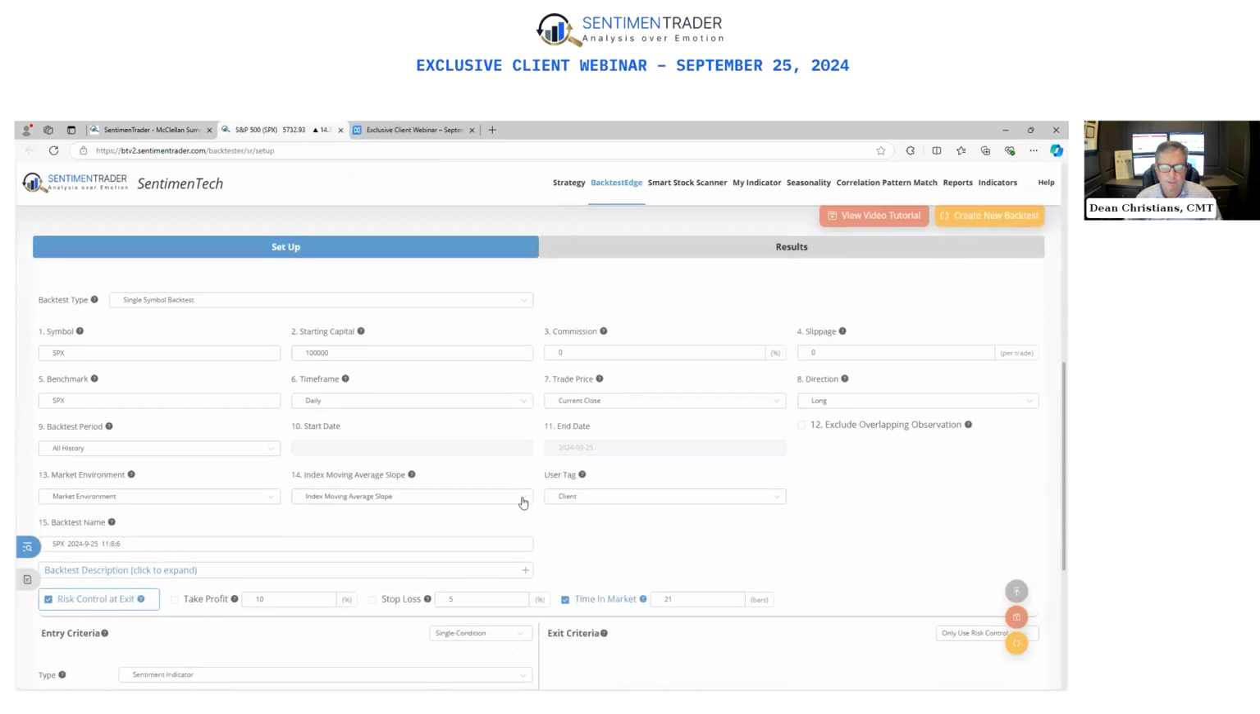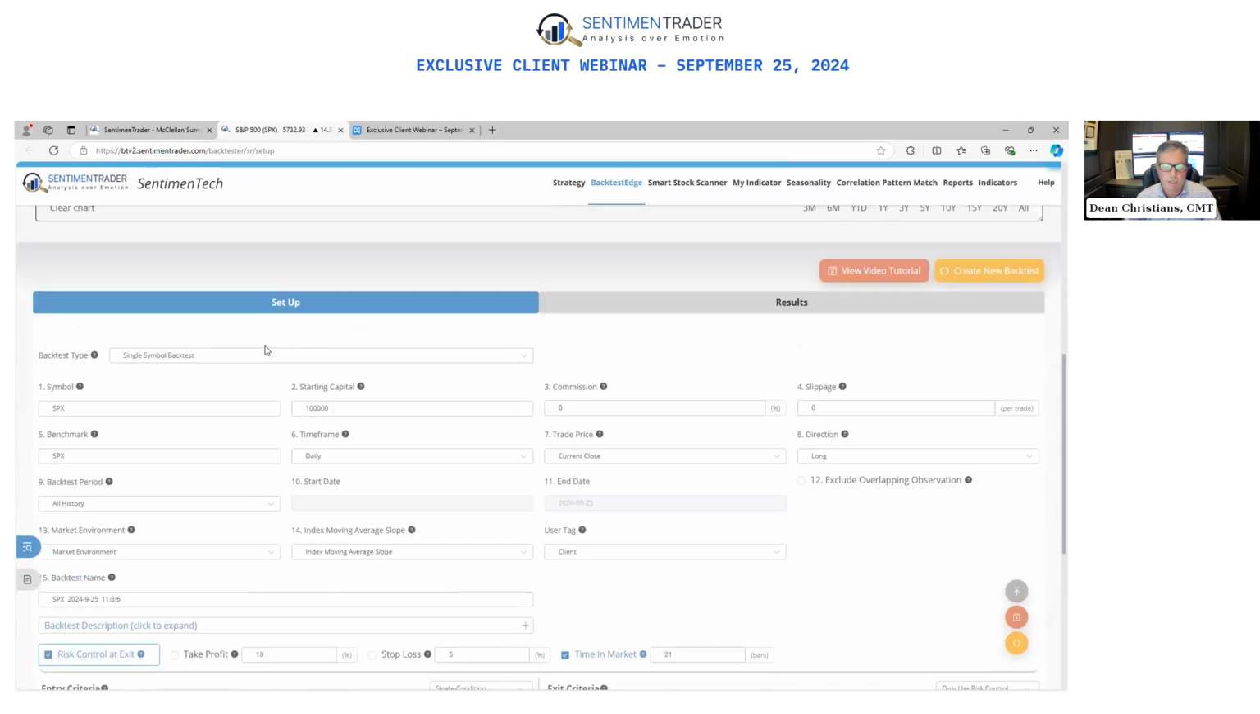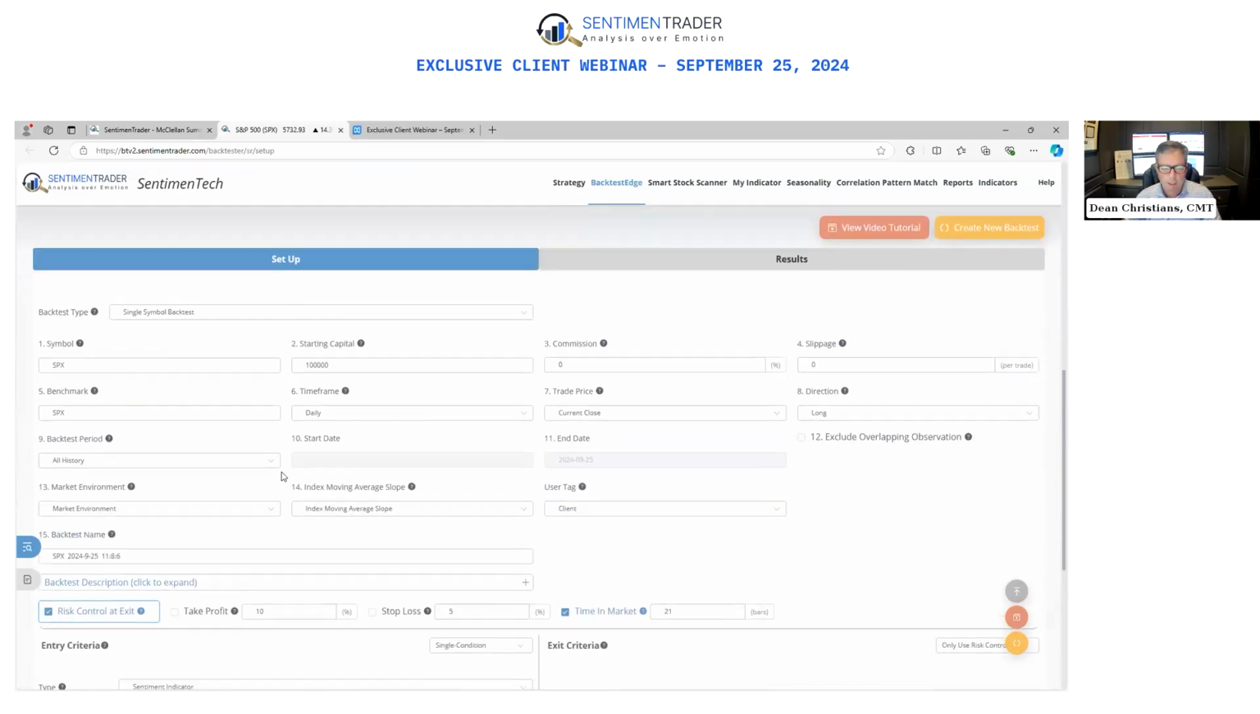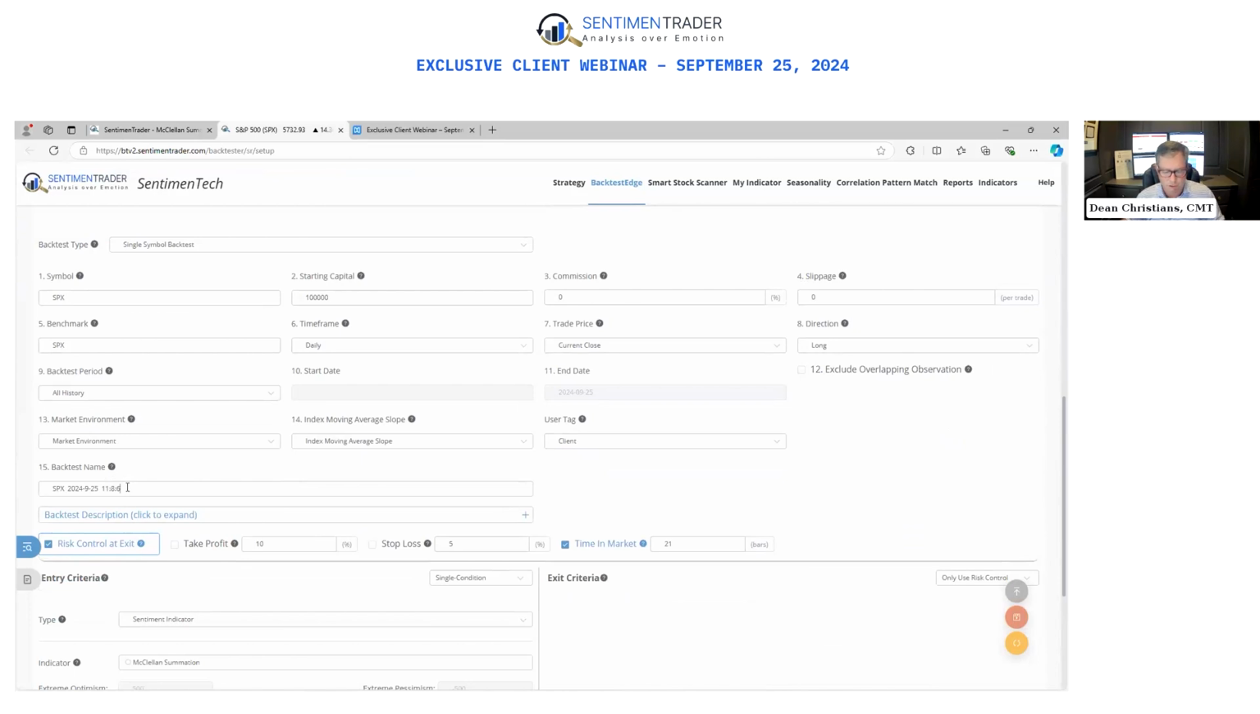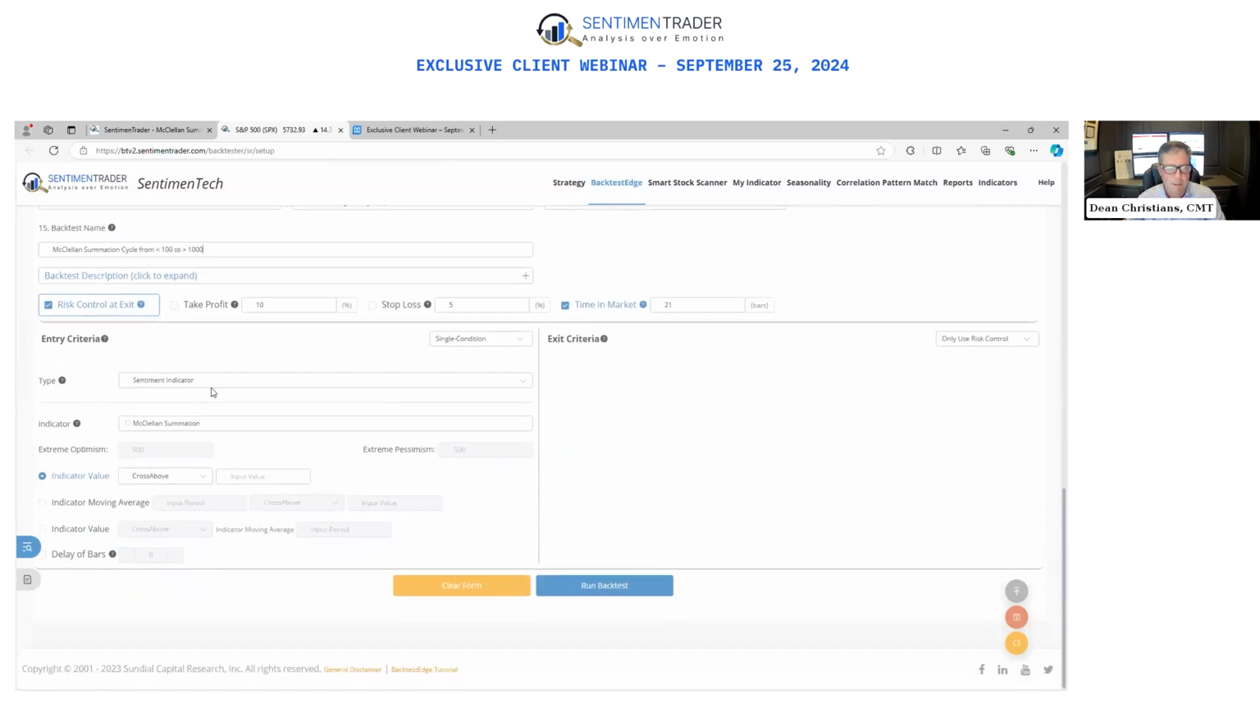If we scroll down here, we can see the setup, and generally speaking, I tend to leave all these in place. What I will do is just name this. So what you can do is just name this McClellan Summation, and then cycle from less than 100 to greater than 1,000, which is basically what I showed yesterday in my research note.